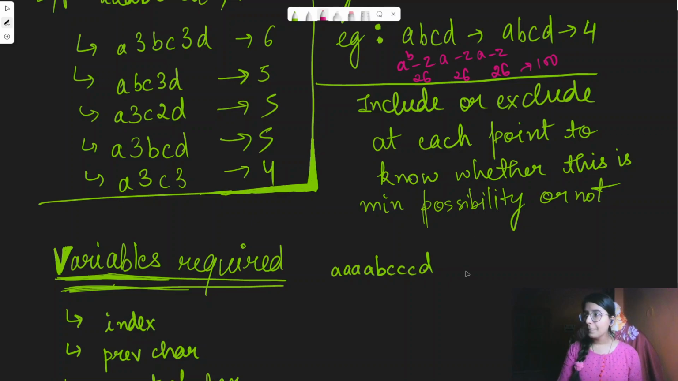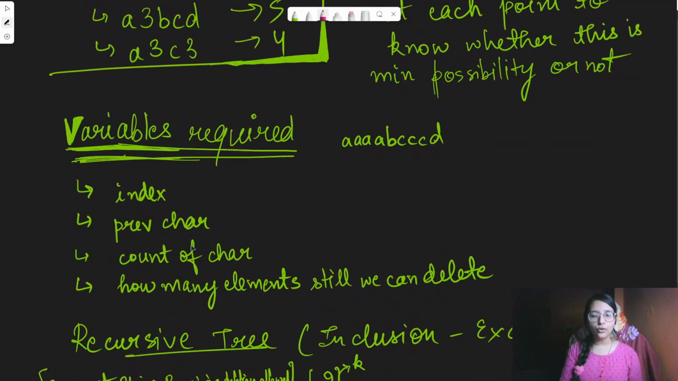These four variables would be required as per the question requirement. First would be the index, that is, at what index that particular character is. Second would be the previous character. Why do we require the previous character? Because if you don't know what the previous character was, then how will we count whether it was repeated or was a new character at the present position? So that's why we require the previous character.